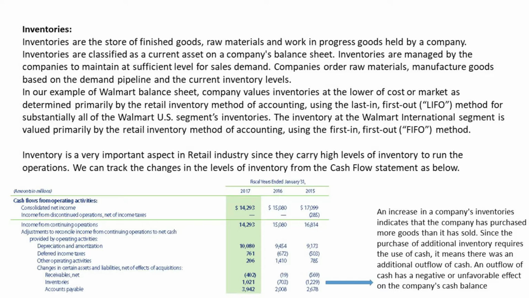Now, there are two parts to this. There is one called the last in first out method for accounting inventories, and there is the first in first out method for registering the records and books. Walmart follows both types: the last in first out for registering and recording the inventories in US segments, and for their international segments they follow the first in first out method.